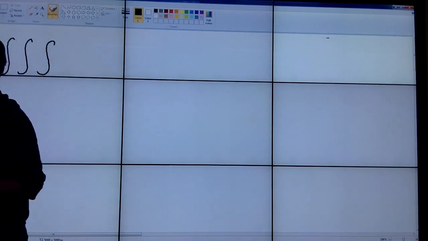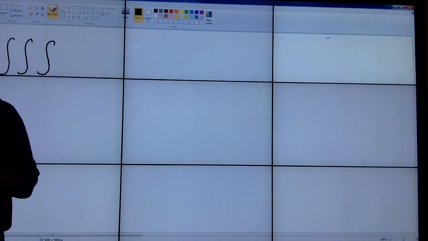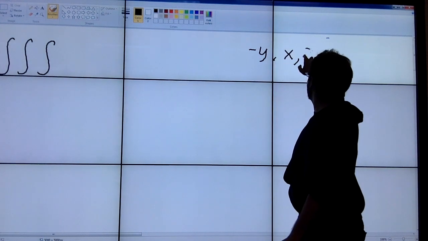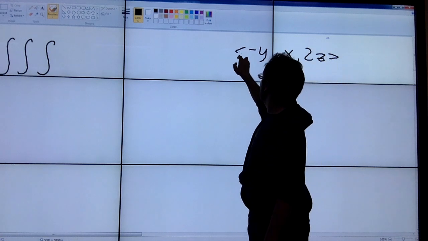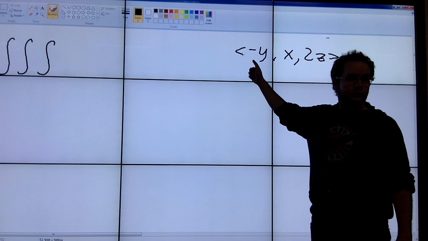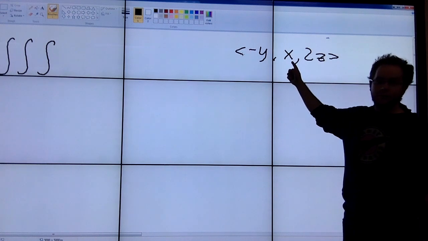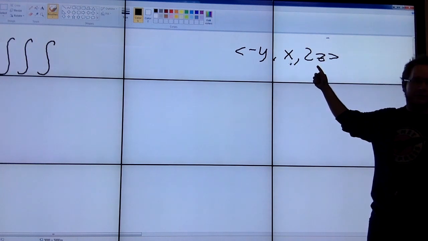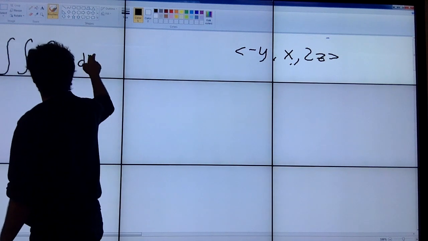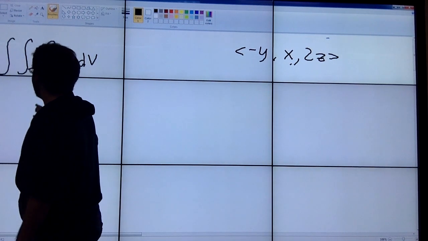What is the divergence of f? Remember, the f is this guy over here. It's negative y, comma x, comma 2z. Okay? What is the divergence of this vector field? What's the partial derivative of this with respect to x? 0. What's the partial derivative of this guy with respect to y? 0. What's the partial derivative of this guy with respect to z? 2. Okay, so it's the triple integral of 2 dV over the region E enclosed by the surface.